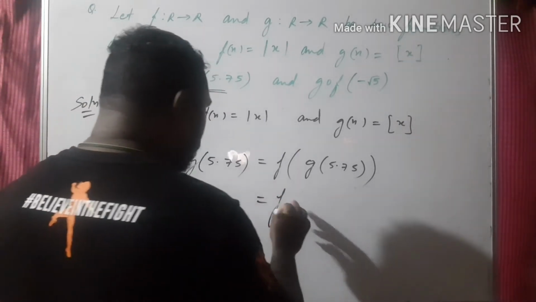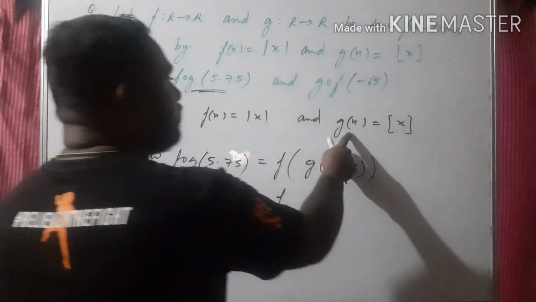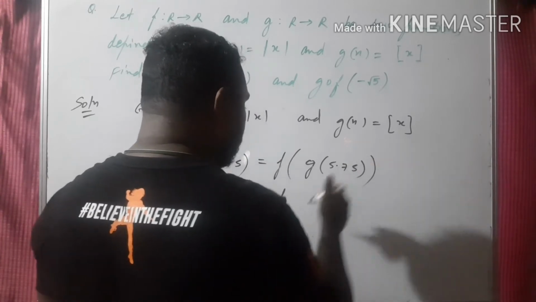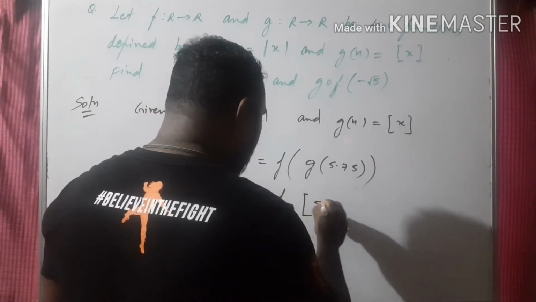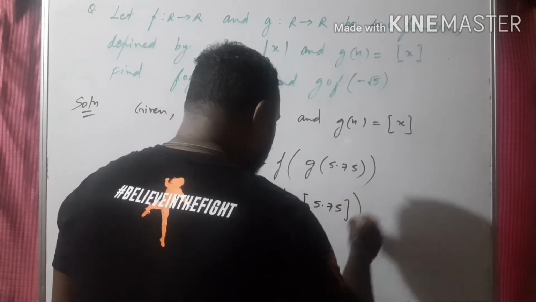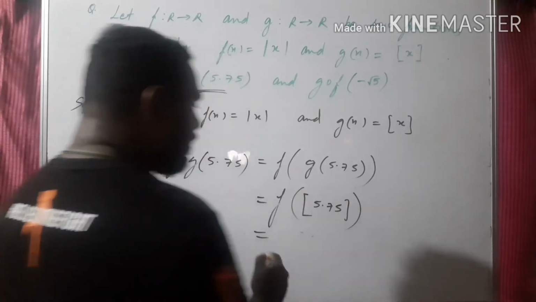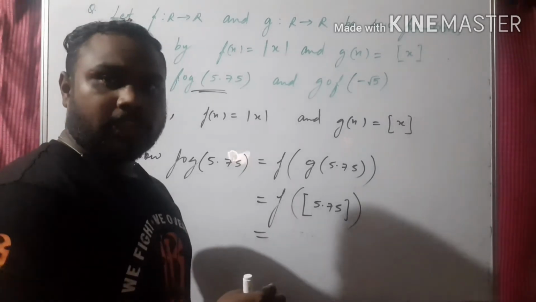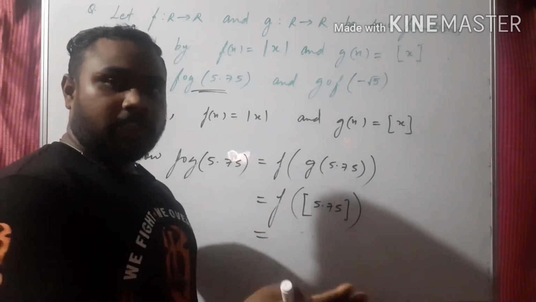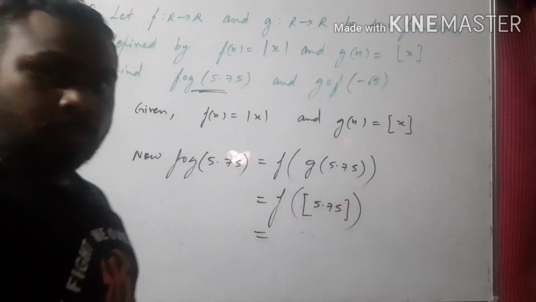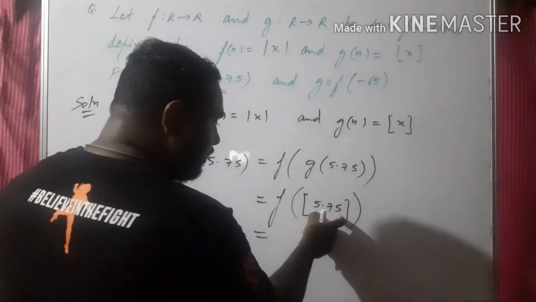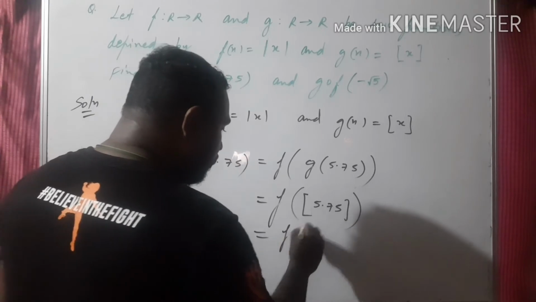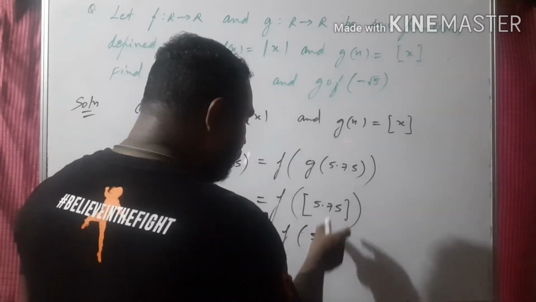So how is g defined? g(x) is equal to the greatest integer of x. So it will be the greatest integer of 5.75. What will the greatest integer of 5.75 be? It will be the integer less than that number. So just less than this number, what is the integer? It is 5, isn't it? So I am writing here 5. The greatest integer of this will be 5.